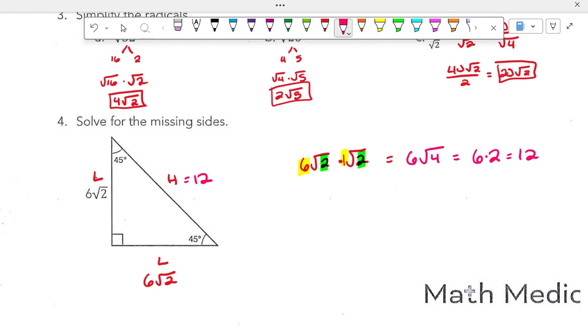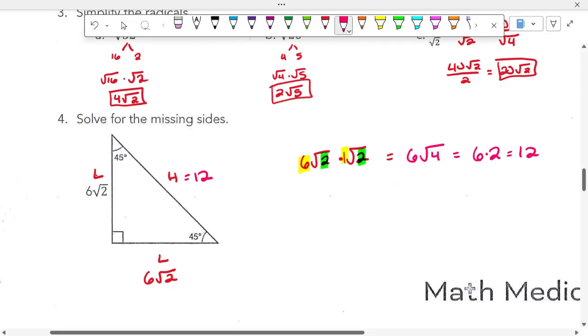Any questions on how you find the sides of special right triangles, at least for 45, 45, 90? Now, the other type is a 30, 60, 90. We will talk about that tomorrow, because we have to break out protractors and everything for that, and I don't feel like doing that right now. Okay, so that's it for the lesson today.